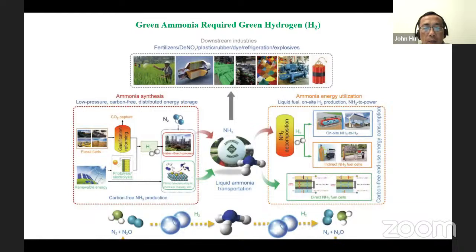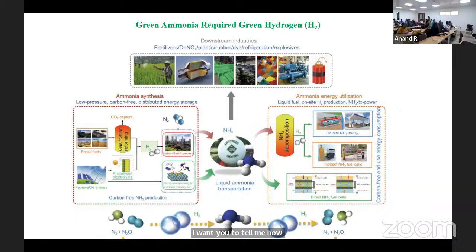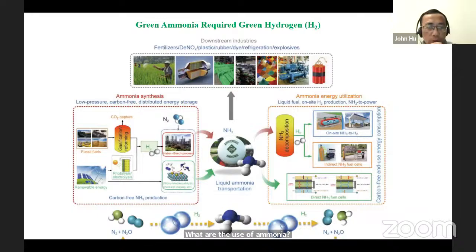So I already mentioned the application of ammonia. The major thing is agriculture. Anybody can tell me the other use of ammonia? How do you look at the first picture? If that gives you a hint, tell me what's the other use of ammonia? For refrigeration application, we can use ammonia. Okay, good. So do you have a refrigerator at home? Everyone has a refrigerator?